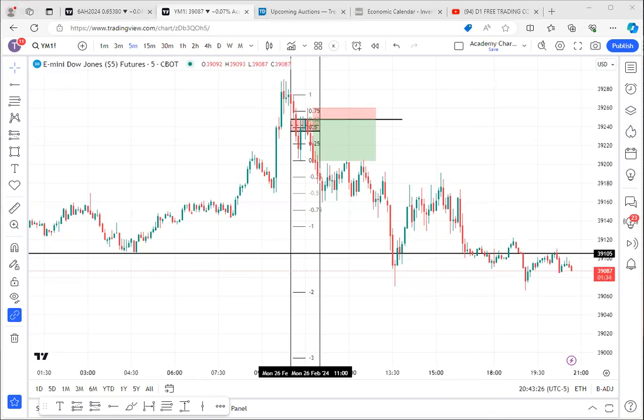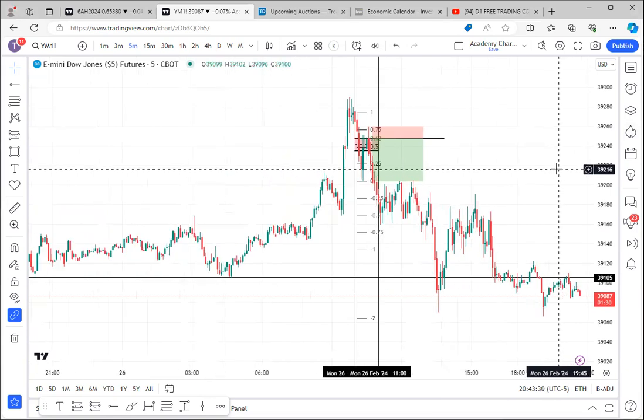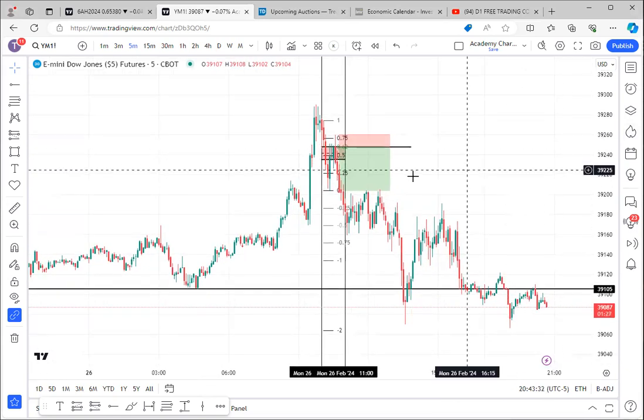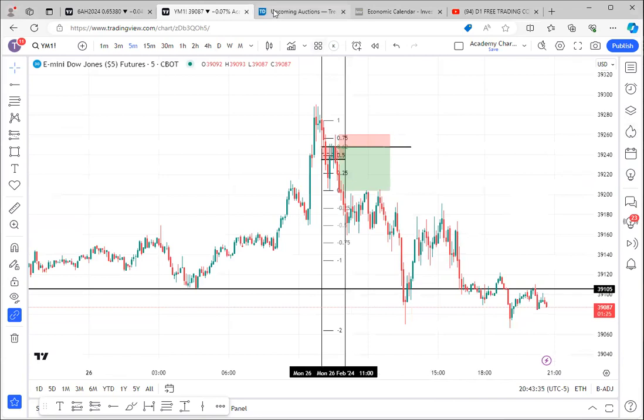What platform do you trade? Futures on Tradovate. That is who I'd recommend. It's just very, very simple. And you can use TradingView, which is great.